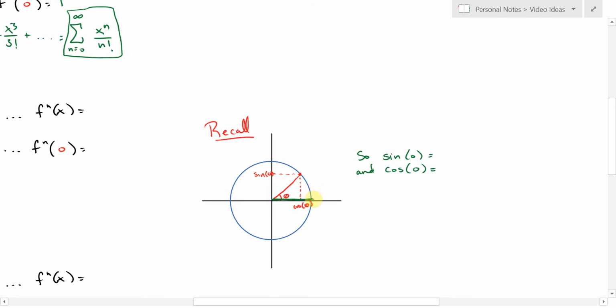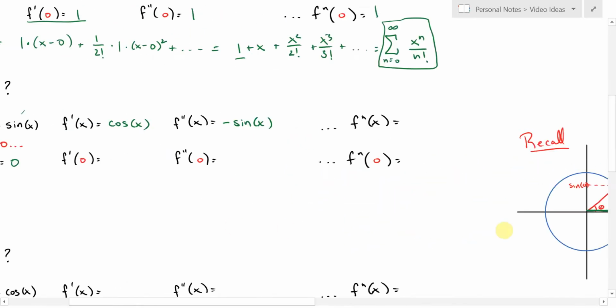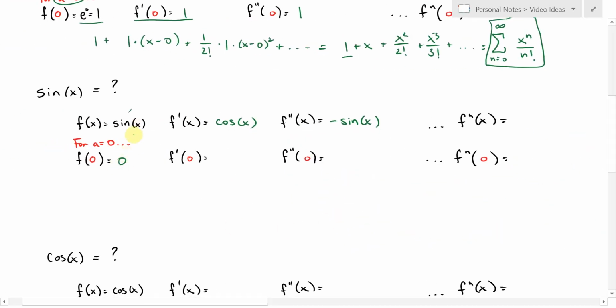So of course the x-coordinate of this point at the far right end of the circle is 1, and the y-coordinate is 0. So sine is the y-coordinate, it's 0, and cosine is 1. Okay, so just reminding you of that. So sine of 0 is equal to 0. Cosine of 0 is equal to 1. Negative sine of 0 is equal to 0. And then if I had the third derivative here, that would be negative cosine, and it would be negative 1.